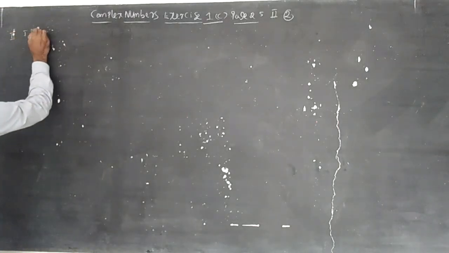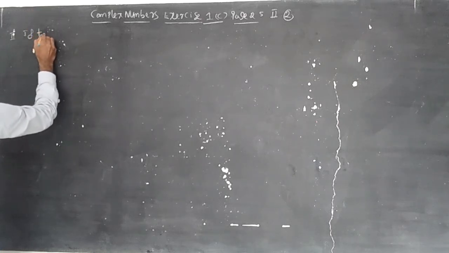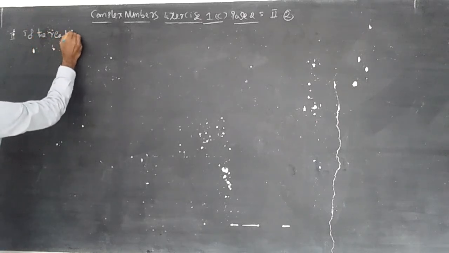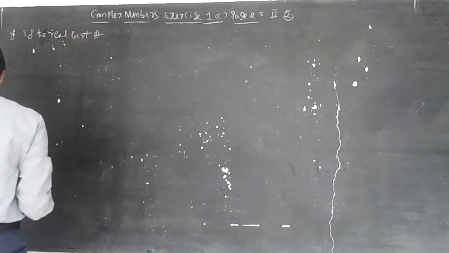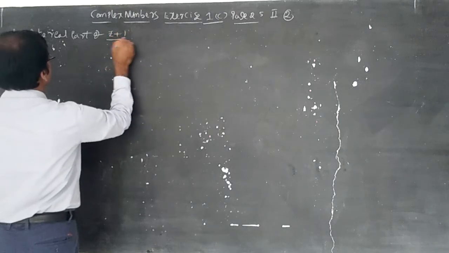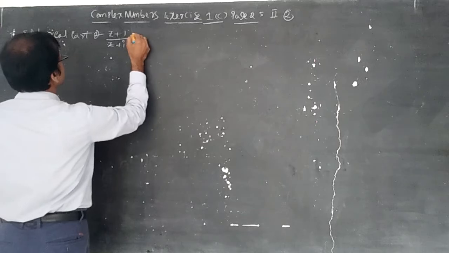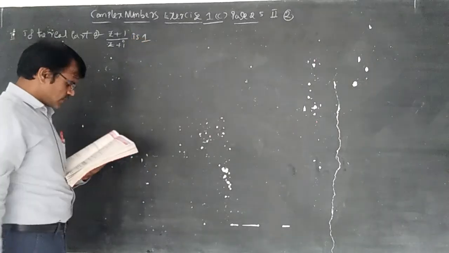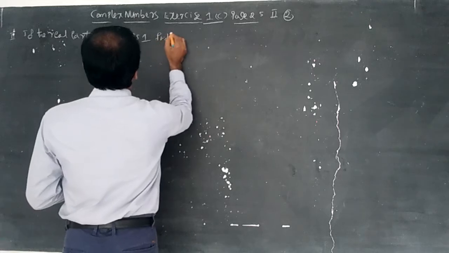Second one: if the real part of (z plus 1) by (z plus i) is 1, find the locus of z.